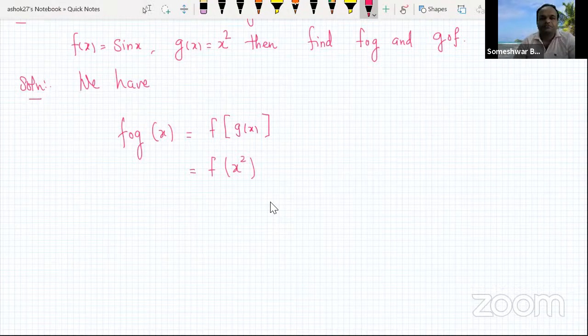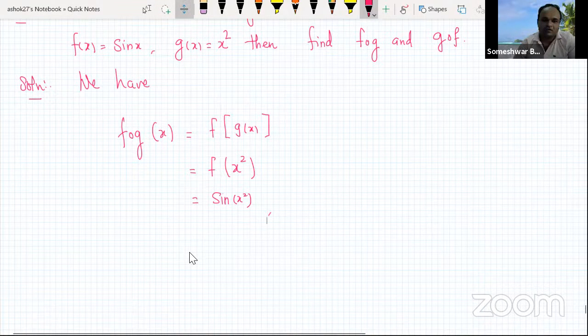Definition of g. And again, I'm using the definition of f. What is f? f of x is sin x. So what is f of x square? It is sin of x square. So it will be sin of x square.